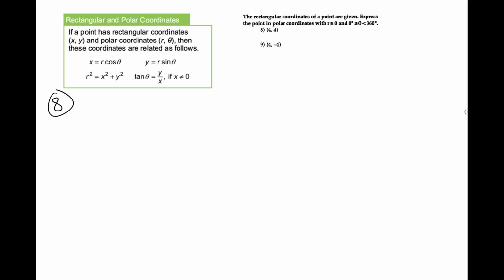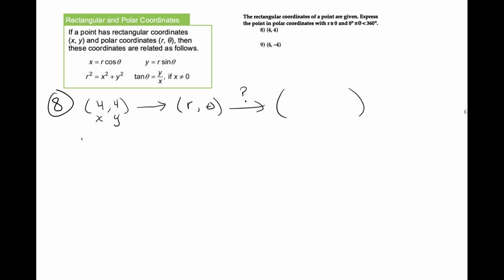All right, we first look at the first one that says 4, 4, and this of course is an x and a y, and we want to go to the form r theta, which is polar form, polar coordinates. All right, so that's our job to figure this out. So we're going to get some coordinates here.